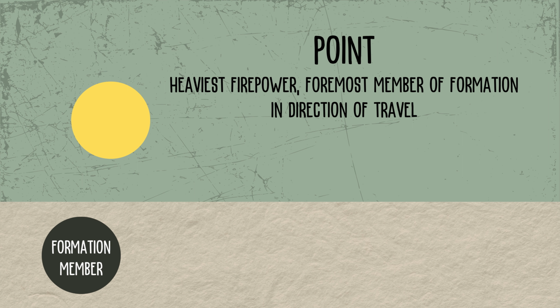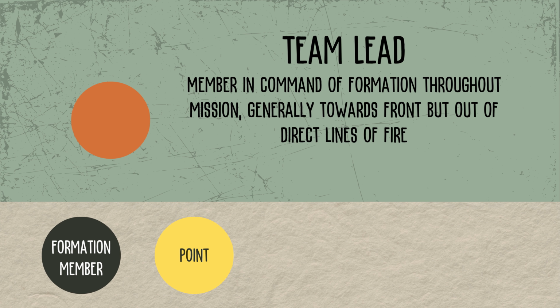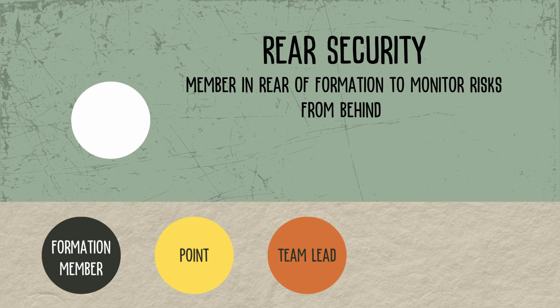Generally, right behind them, you'll have your team lead. Now, this is the member who is in command. While they have to be up front, close to the action, and seeing everything as it unfolds, we can't have them in the absolute front, because if we lose our team lead, the mission can become chaotic. On the other side of our formation, we'll have the rear security, which is pretty self-explanatory as jobs go. They're the member who's monitoring risks from behind the formation.